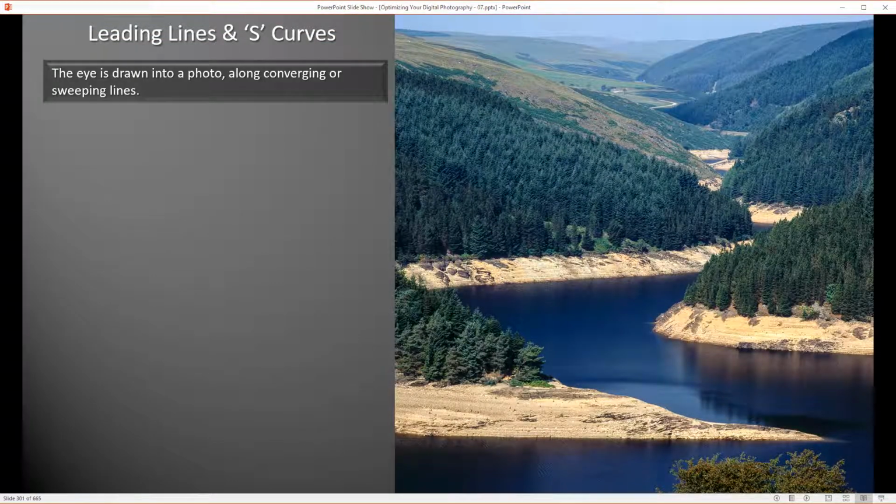Leading lines and S-curves. The eye is drawn into the photo along converging or sweeping lines all the way down the valley.